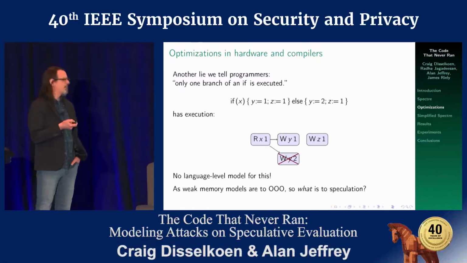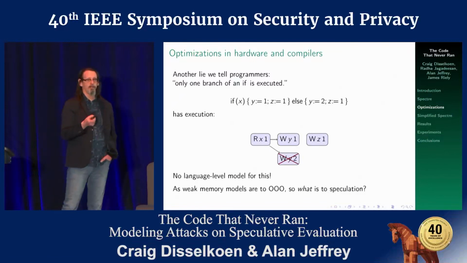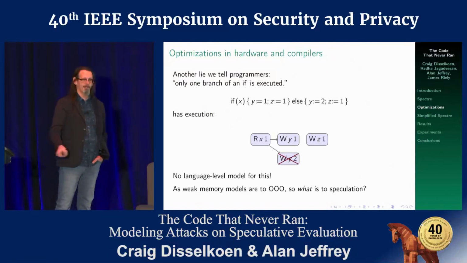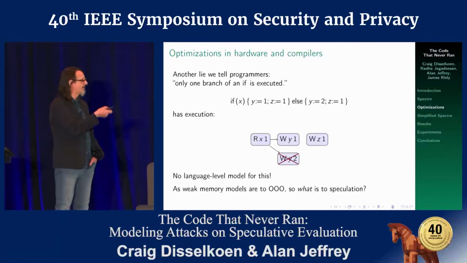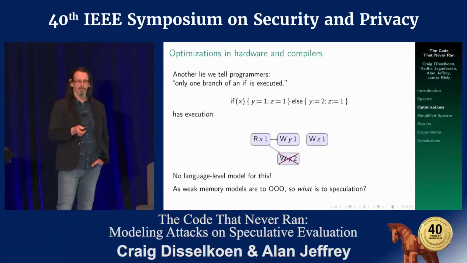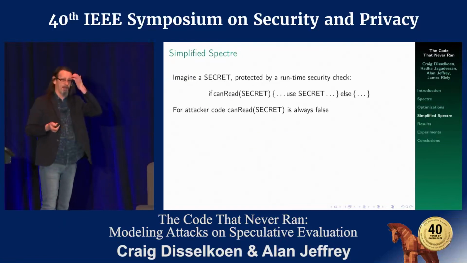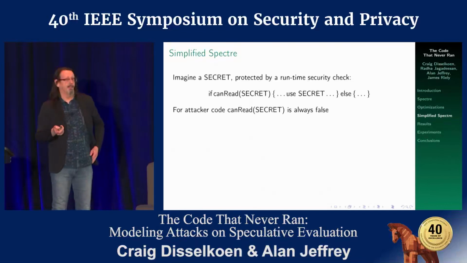So one possibility is to look to see what kind of language model you could provide that's a high-level model, abstracts away from as much microarchitectural detail as we can, but still actually models speculative evaluation. One of the reasons for doing that is Spectre. We'd like to at least be able to capture Spectre and Spectre-like attacks.